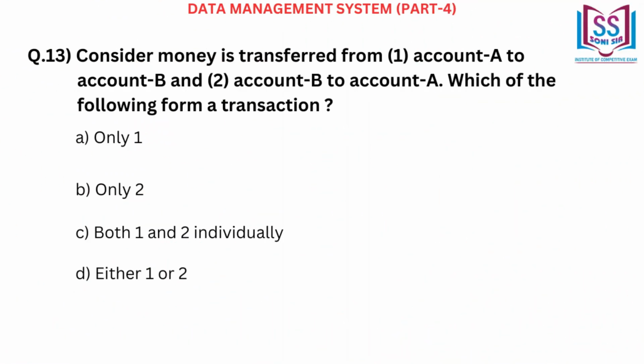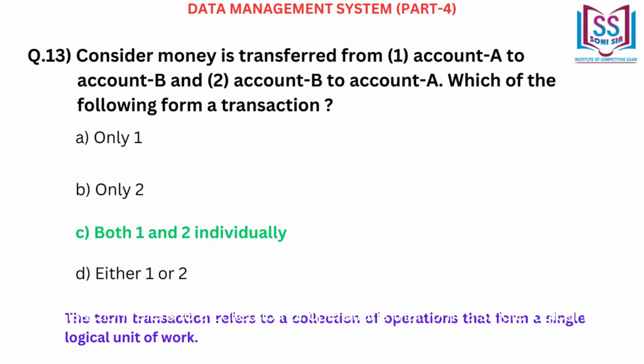Consider money is transferred from account A to account B and from account B to account A. Which of the following form a transaction? A. Only one, B. Only two, C. Both one and two individually, D. Either one or two. Correct answer C. Both one and two individually. The term transaction refers to a collection of operations that form a single logical unit of work.